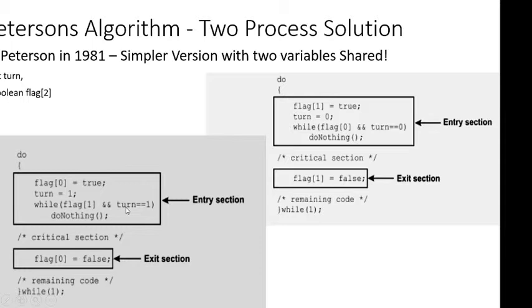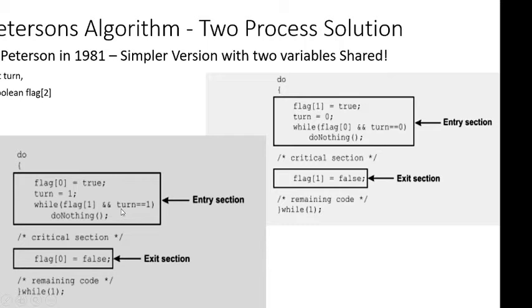In the current scenario, turn equals 1, and the flag being false is up. If flag 1 is also false, it becomes false. So the while is false, and he does not go inside the loop; he goes into his critical section. See, even though he gave the turn to P1, P1 does not want to go, because its flag 1 is false. So what is the output of these two? False and true is always false.